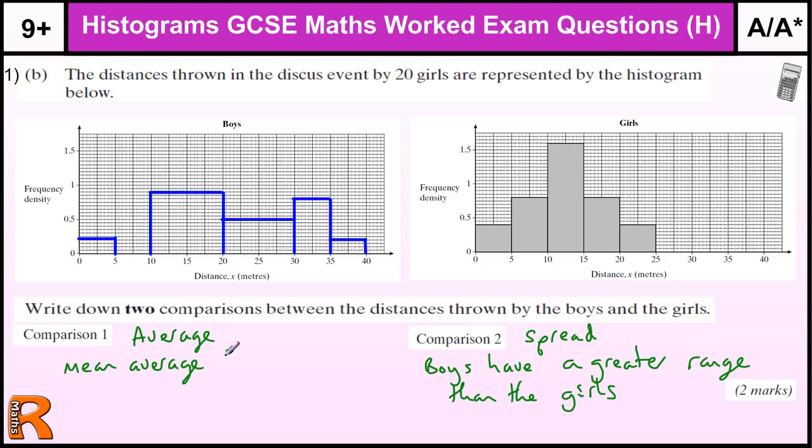The mean average for the boys is larger than the girls. And that's all we need for any comparison we do between any two distributions, not just on histograms, it could be on box plots or anything. We just need to compare a measure of the centre, the average, and a measure of the spread, usually the range, or possibly the interquartile range on a box plot. Okay, that's the first question done.